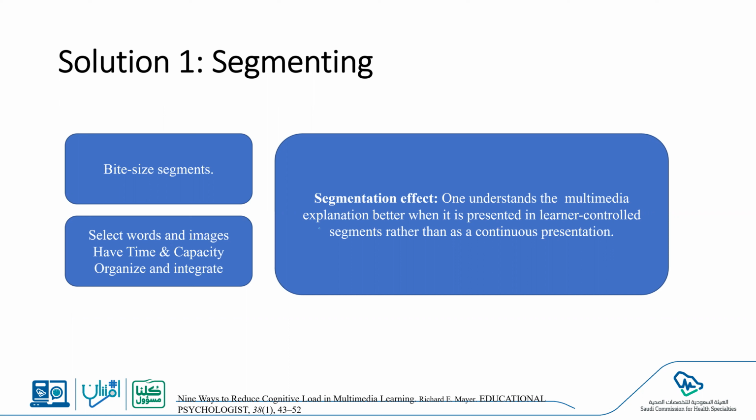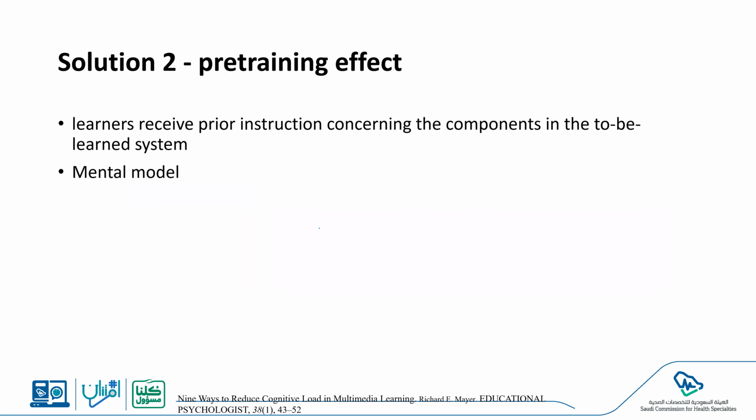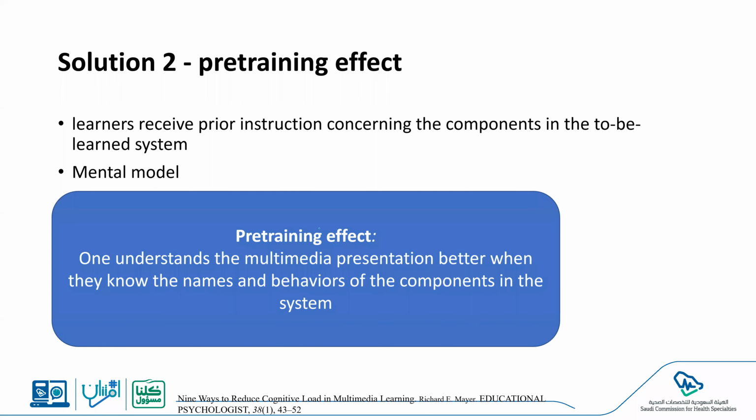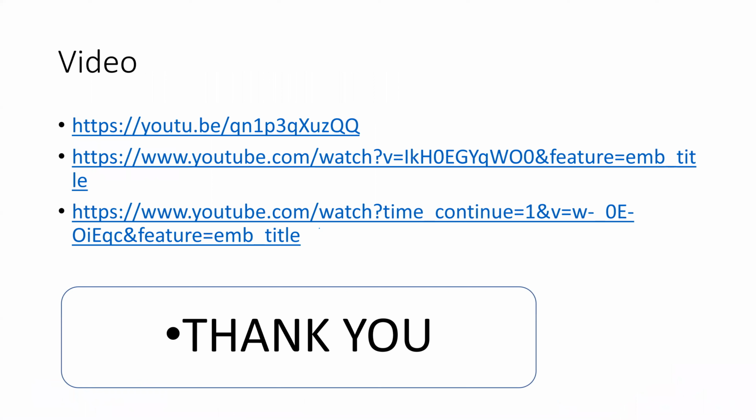If you don't have the opportunity to segment because the material cannot be segmented, then you might want to use, let's say, the pre-training effect. You say, okay, next week we're going to have this topic, it's complicated, so here are some materials to understand these chunks of information, like glossaries or other things, and then when they come, they can have the proper mental model. And this is what we call the pre-training effect, when I give materials beforehand. I've added some videos later on for you to see, and I think this is the end of the presentation.